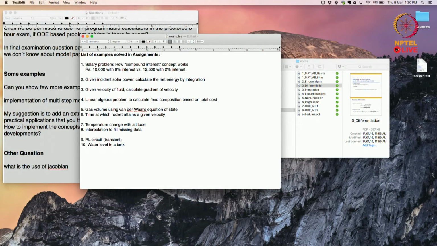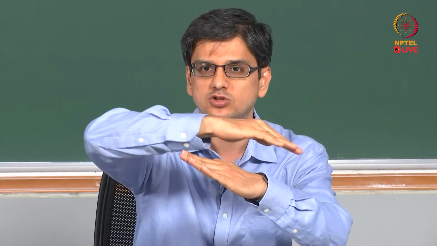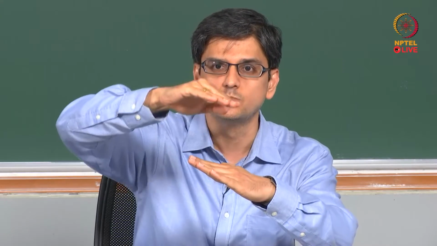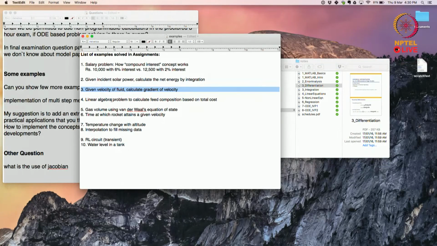The other set of problems were for numerical differentiation. Given the velocity of a fluid, how do you calculate the gradient of that velocity? When a fluid flows over a flat plate, the velocity at the plate is 0, the velocity far away from the plate is equal to the free-flowing velocity, and the velocity changes smoothly along this region. We had to find the gradient of that velocity, and it was found using numerical differentiation.